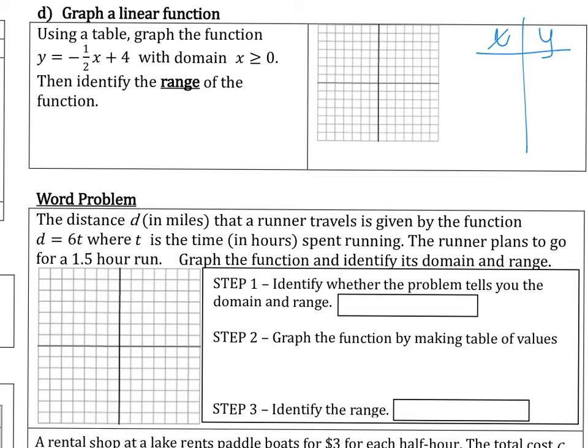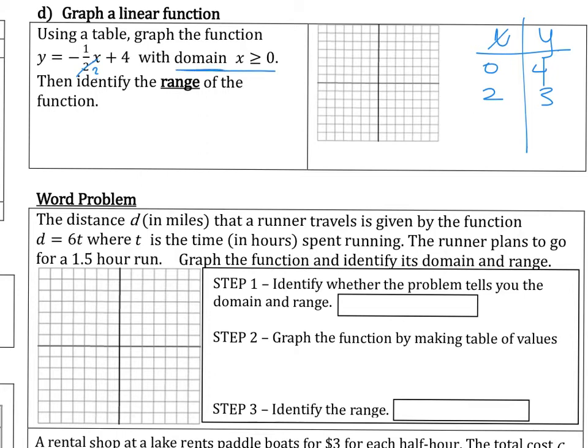And I'm going to just use 2 random points. So when x is 0, y is 4. When x is 2, the fraction and the 2 cancel out, y is 3.